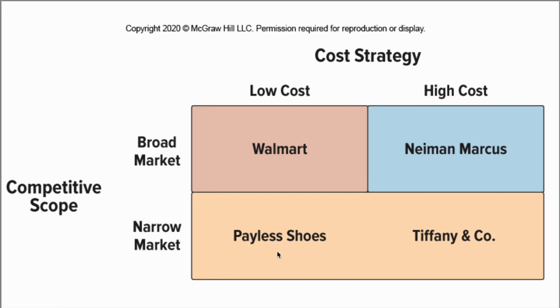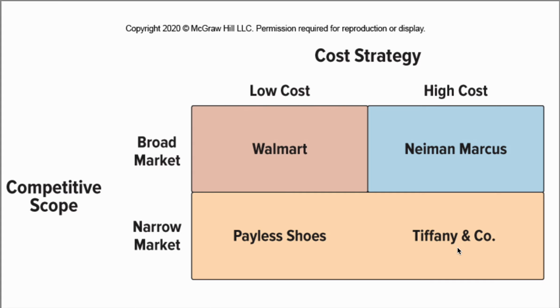When we look at narrow market, Payless Shoes is an example. They focus on cost-conscious consumers. Their product line is primarily shoes. Tiffany & Company is focused on the big spenders, the high-end customers, and their product line is primarily just jewelry.